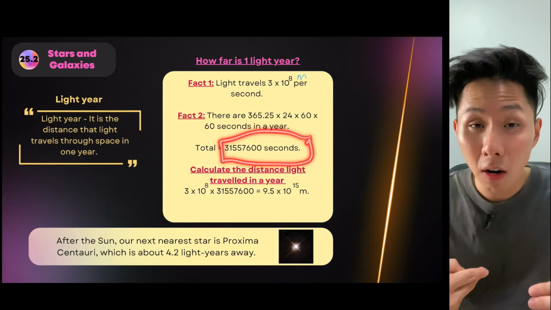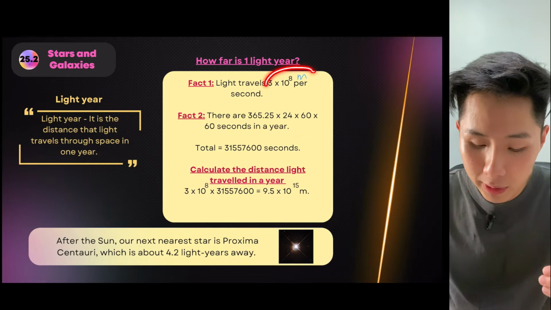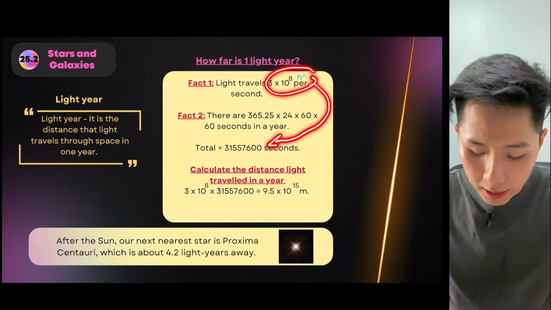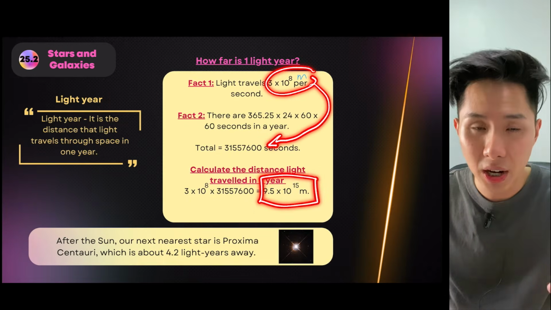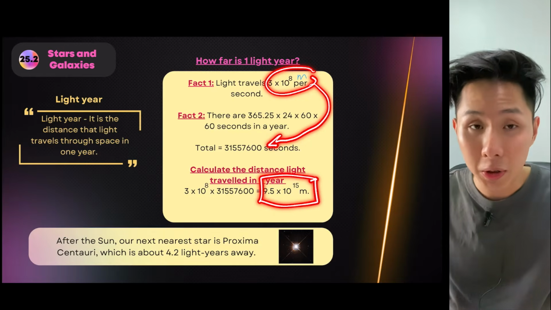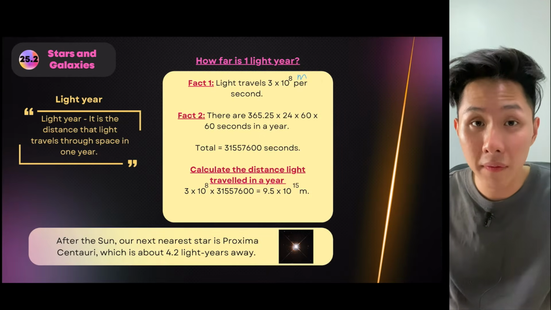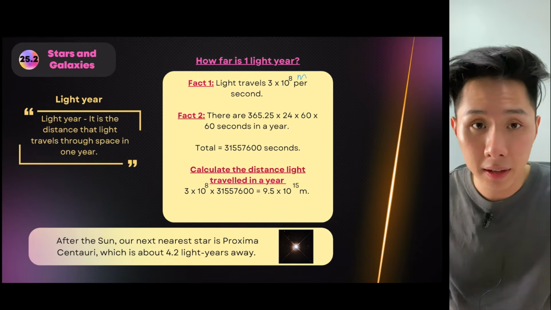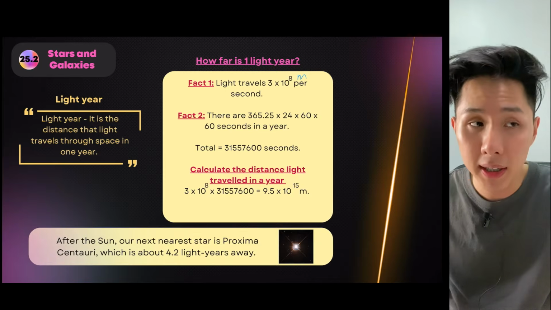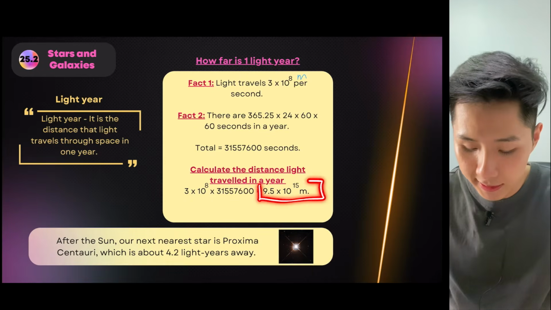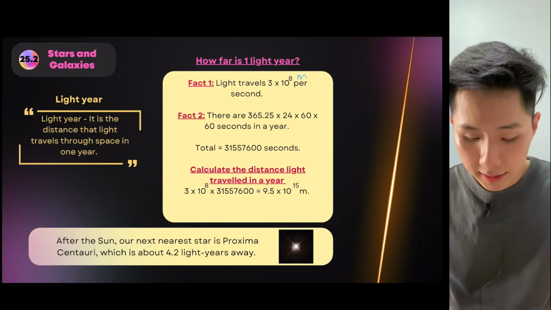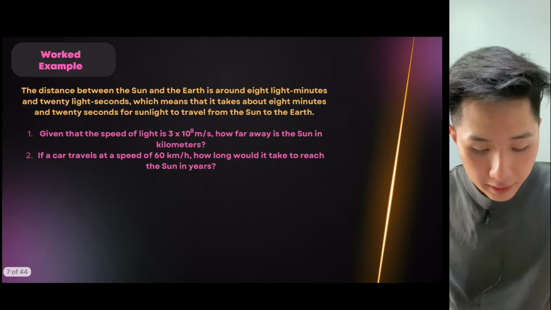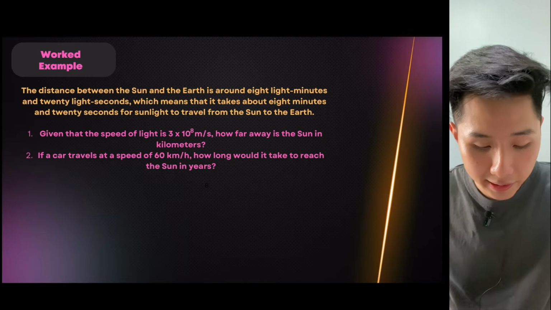And if you want to calculate how far 1 light year is, simply use 3 times 10 to the power of 8 in 1 second, multiply by this number, and you should get this gigantic number here, which is equivalent to 1 light year. So this will make our life easier in the next part of the video, because instead of saying this is the distance, we can just say 1 light year, the distance that light travels in a year. So let's move on and let's try to solve some distance questions.